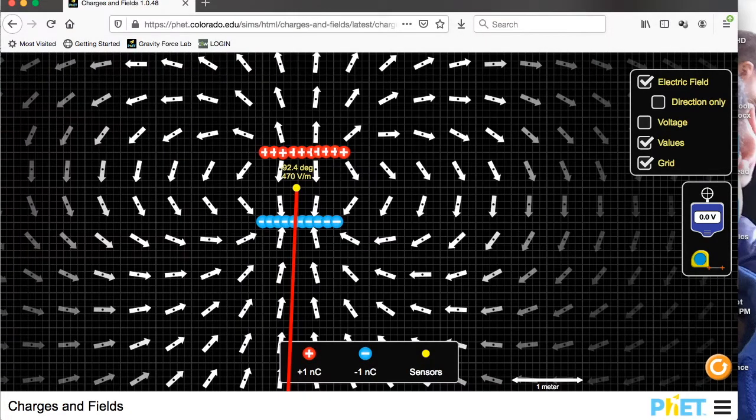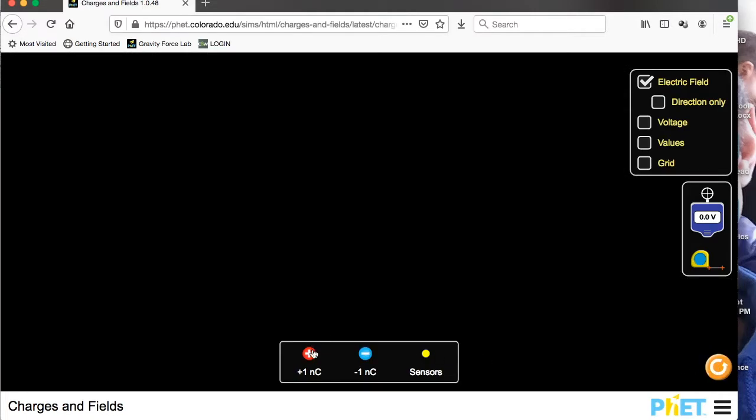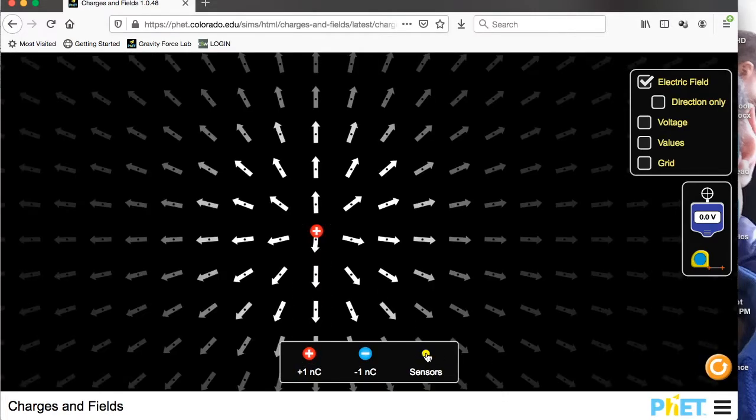Imagine this. So I'm going to clear this up. I have a charge. I have a positive test charge. This sensor is going to be my positive test charge.